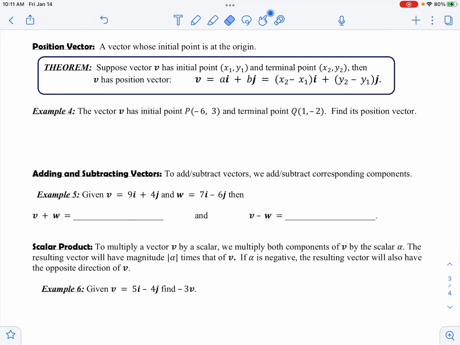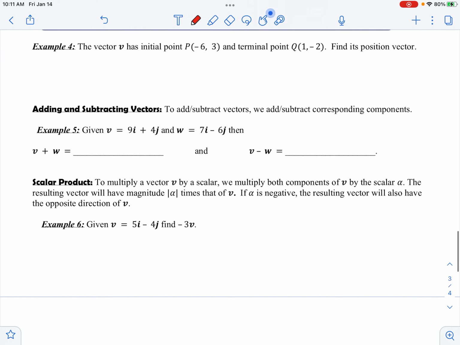Okay, so we have a theorem, and it says, suppose that a vector v has initial point of (x1, y1) and a terminal point of (x2, y2). Then we can write an equation for the position vector by using the form v equals a times i plus b times j. And we can get a by doing x2 minus x1, that's what it says right here. And then for the b value, we just have to do y2 minus y1. All right, so you'll see that this is super easy.